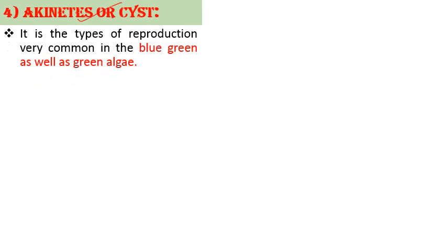Next comes akinetes or cysts. So these are again another mode of asexual reproduction. They are very common in blue-green algae or some green algae.